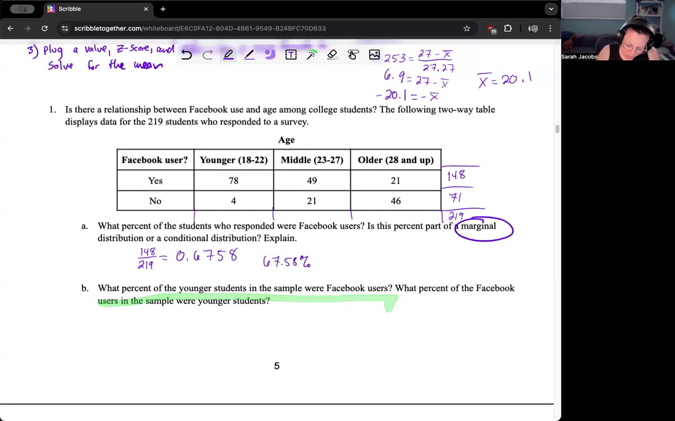So now they just want us looking at younger students. So now we are conditioned on being younger. So there's 82 younger students overall. 78 out of the 82, this must be older data, were Facebook users. So that's going to be 78 divided by 82. 0.9512, so 95.12%.